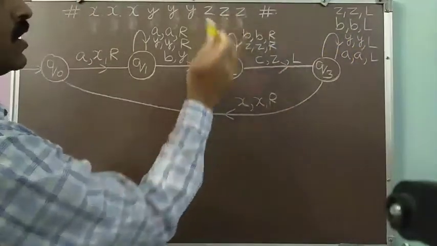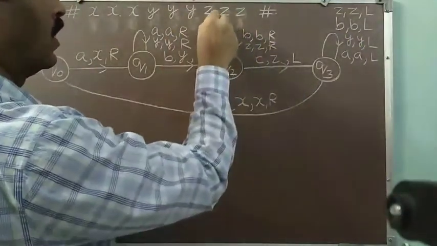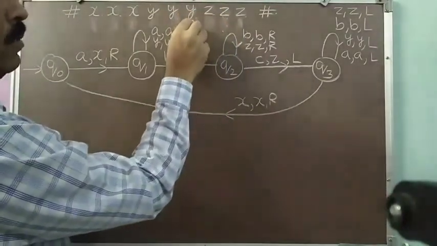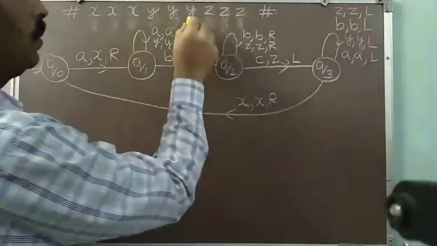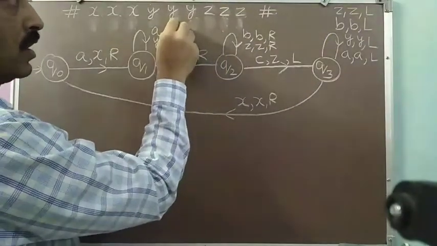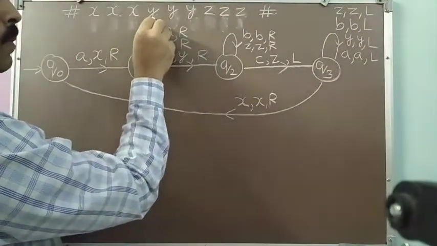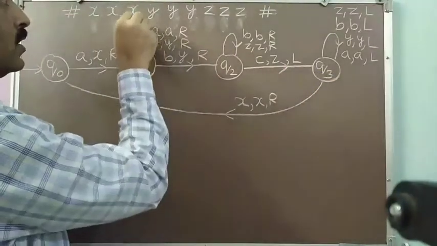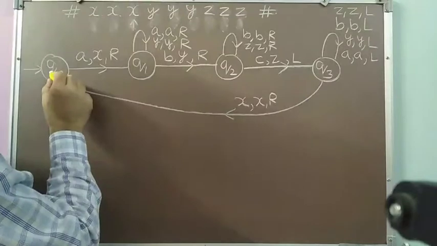So this Z I will skip and keep moving left. Okay, so I will come here, this Z I will skip and keep moving left. I will come here. This Y I have to skip, so I will keep moving left. I will come here. This Y I will skip, this Y I will skip, and then I will reach this X. As soon as I reach X, I will move to the state Q0.